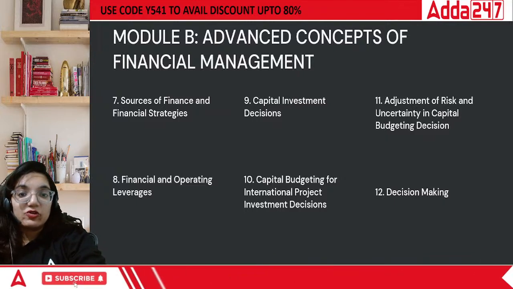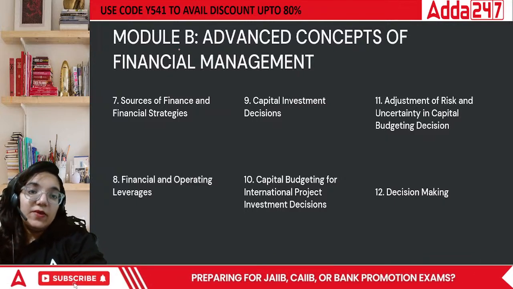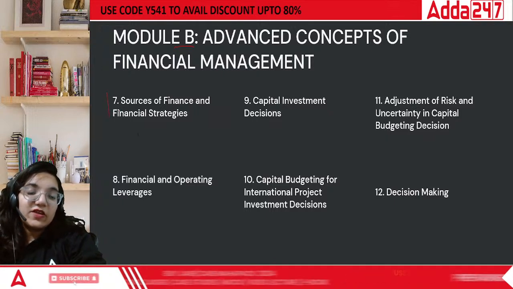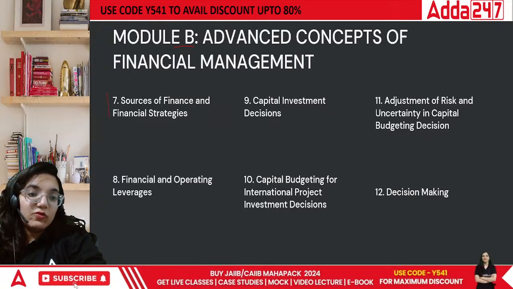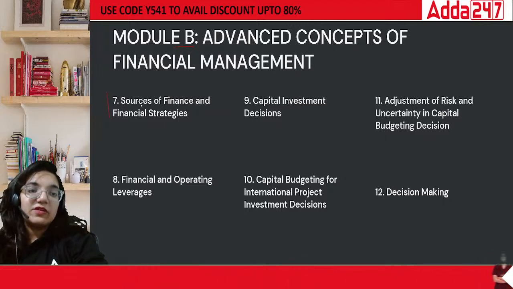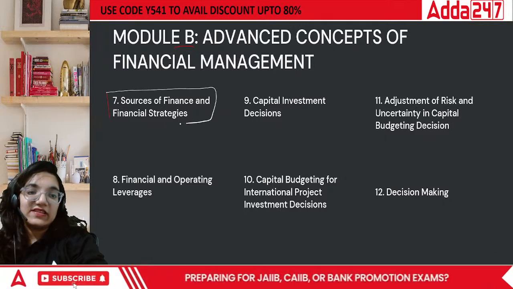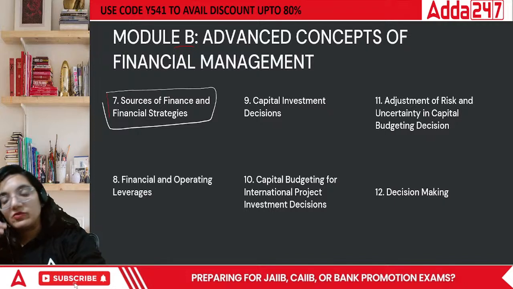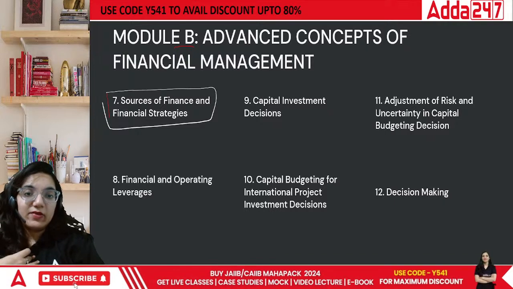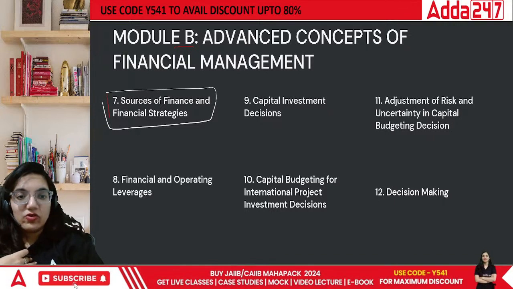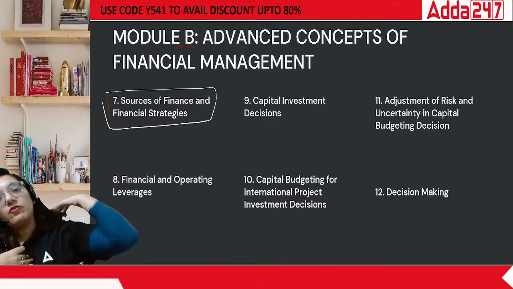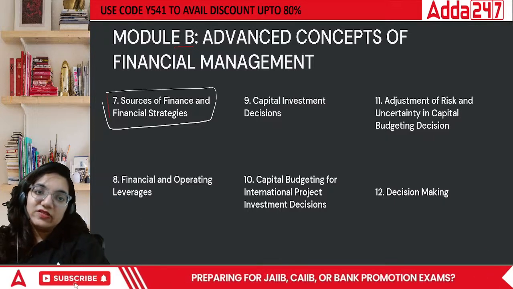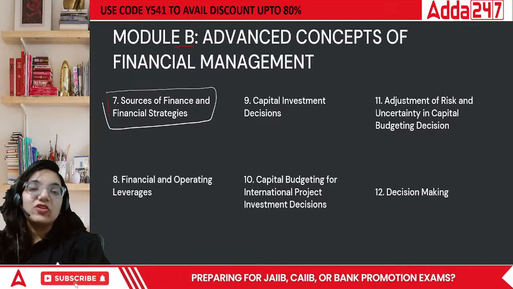So in this case, what do we do, everyone? In module B, the first and foremost chapter that you should do is chapter number 7. This is sources of finance and financial strategies. In this case, what do we talk about? We talk about my money being invested into the business. That's called equity. The money that I borrow from others to invest in my business is called, sorry, loans.